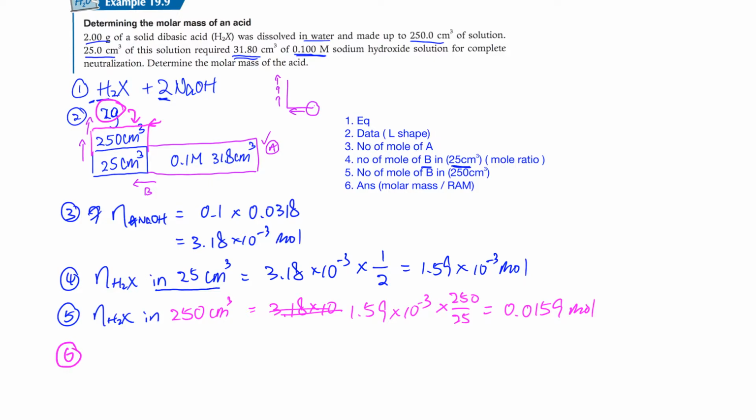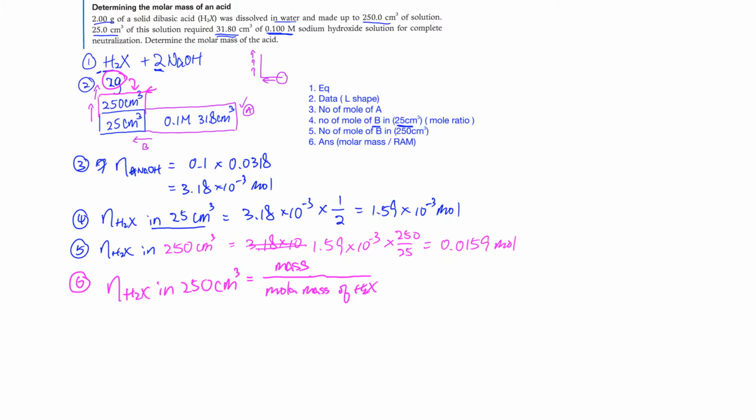So what next? What we're going to do is find out the molar mass. Remember, the number of mole of H2X in 250 cm cube will be equal to the mass over the molar mass of H2X. So basically, you can solve this by arranging the data like this.